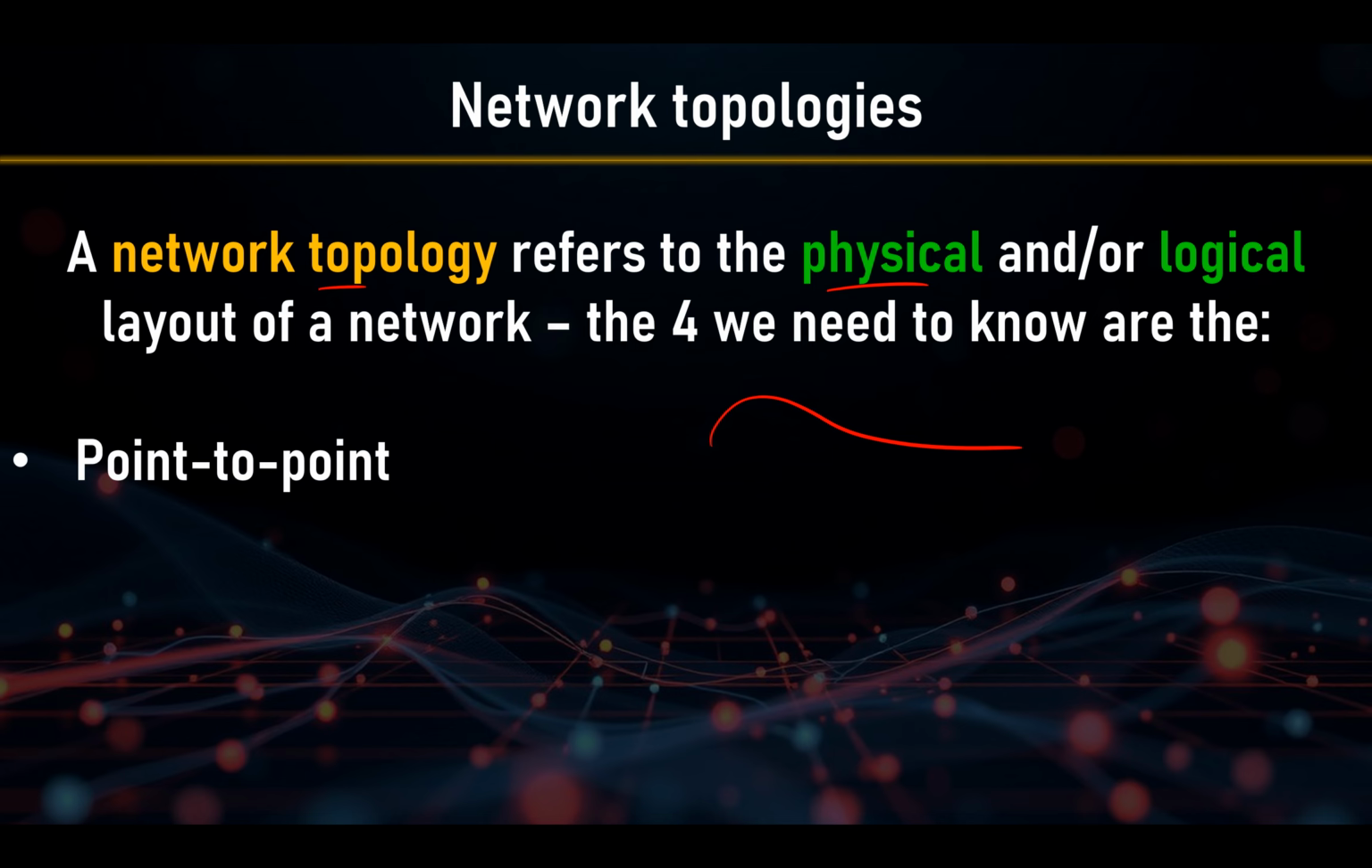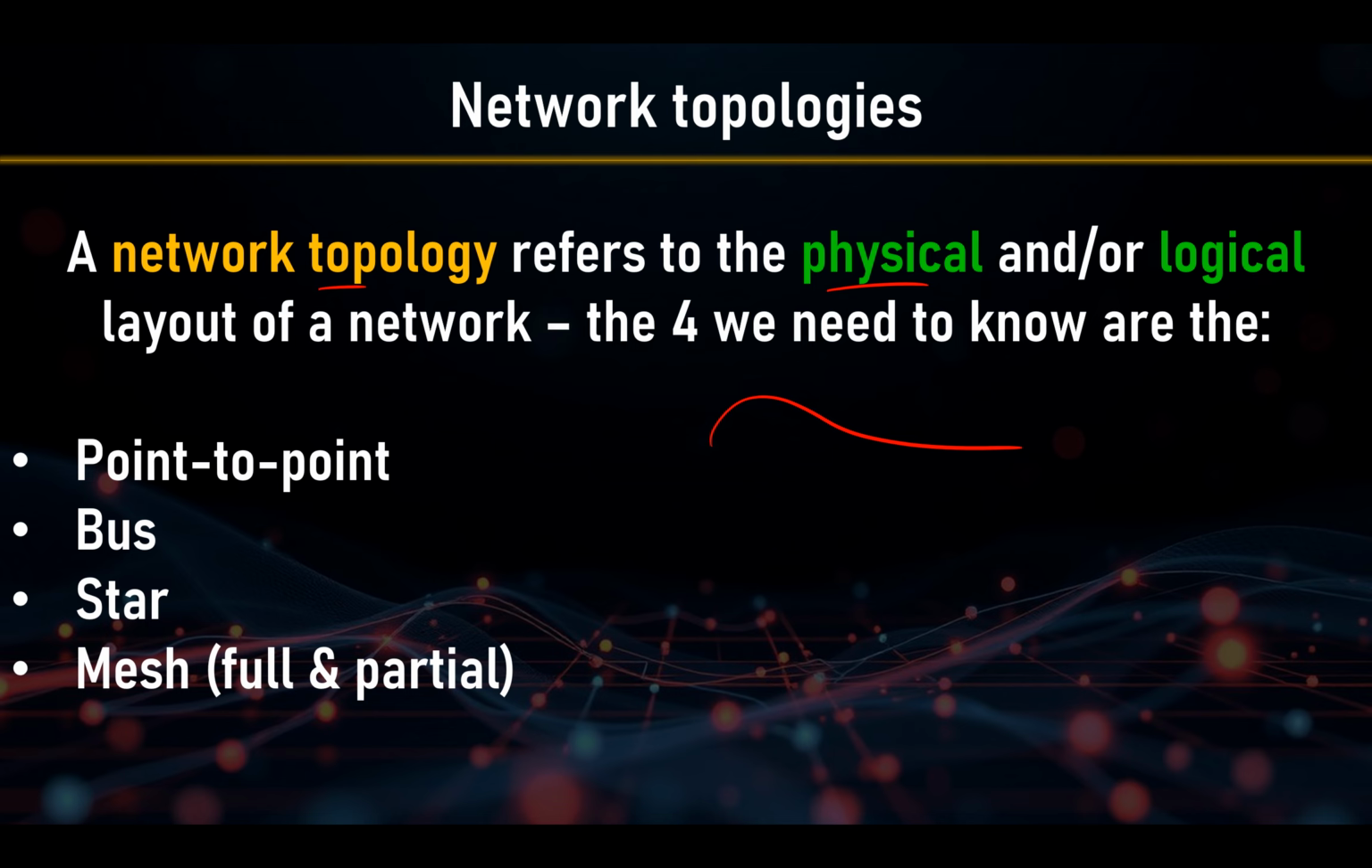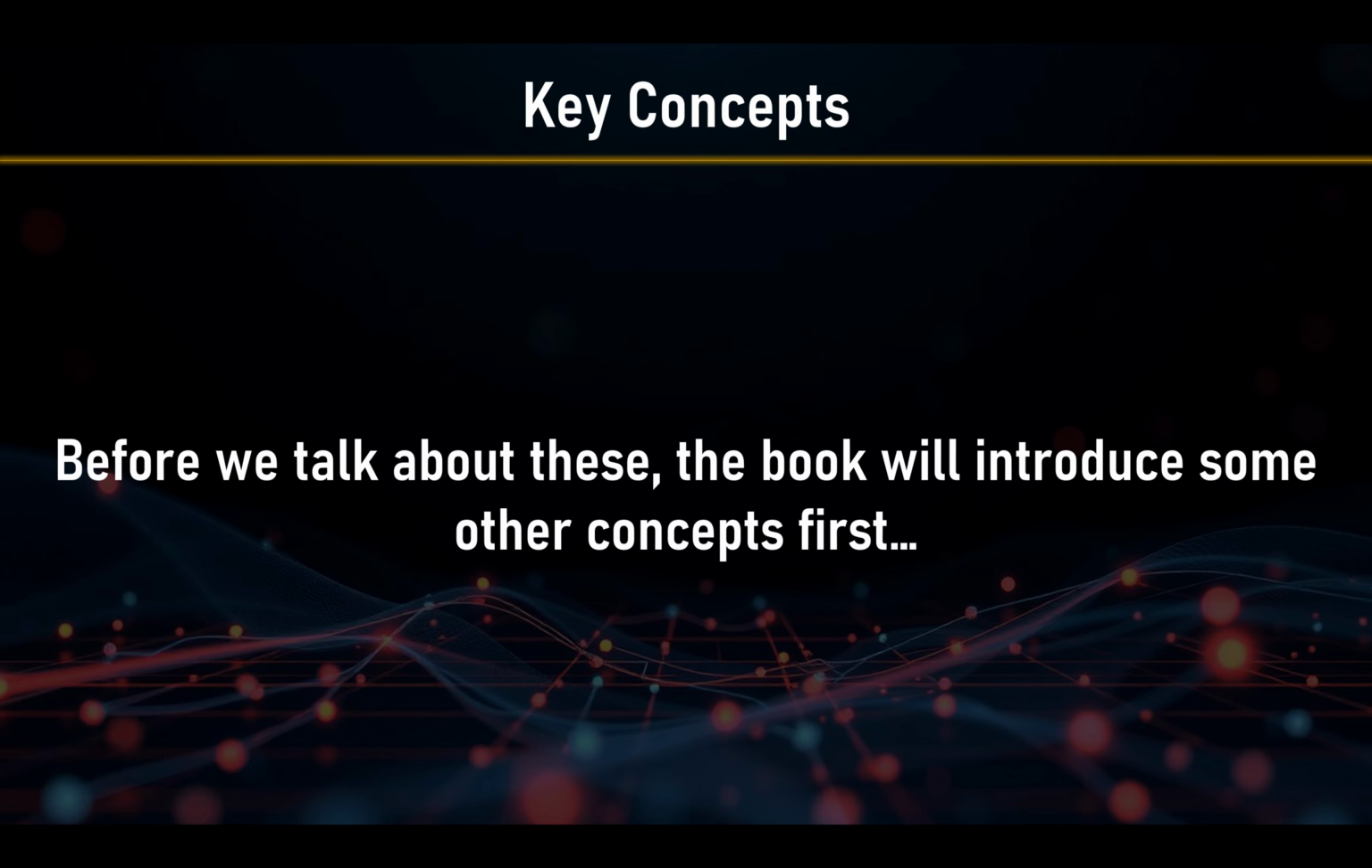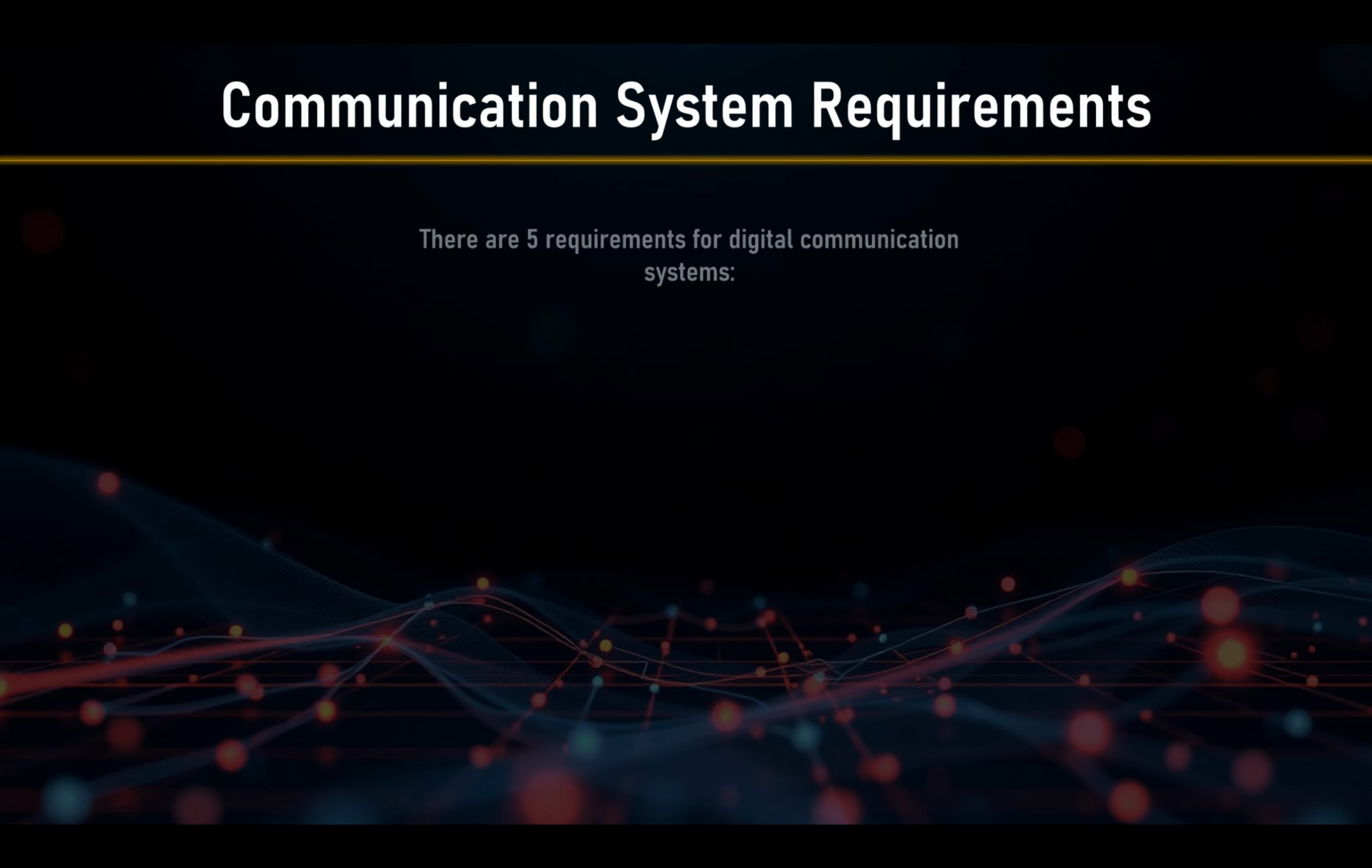Then, as mentioned, the point-to-point, bus, star, and mesh, which comes in 2 variations, the full and partial mesh, and finally just hybrid. Now, you might be thinking, here it says 4, but here there's 5. The reason I say 4 is that these 4 are just the main ones. Hybrid is actually just a combination of some of the other 2. This is not really a distinct network. It's just a combination.